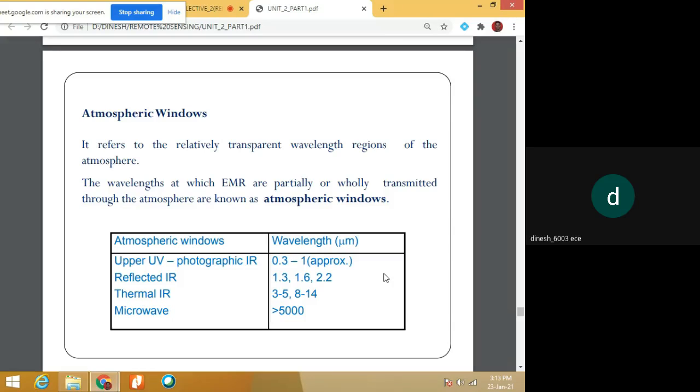So the atmospheric windows refers to the relatively transparent wavelength regions of the atmosphere. The wavelengths at which the electromagnetic wave radiation is partially or wholly transmitted through the atmosphere are called atmospheric windows. In some rare cases only we get 100% of transmission. Most of the cases we get only a partial transmission of electromagnetic wave. So that wavelength we call atmospheric windows wavelength.